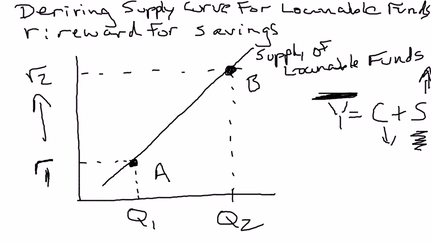So it's derived with a relatively similar thought experiment to the one that we used to derive the demand curve for loanable funds. And in the next video, I'll just go ahead and show you what the thought experiment is to cause the supply curve of loanable funds to shift.